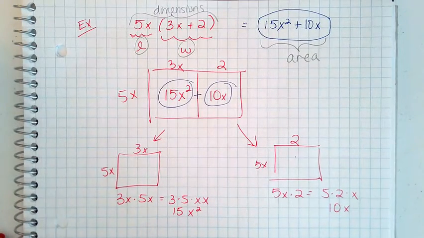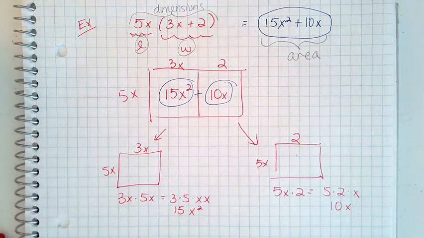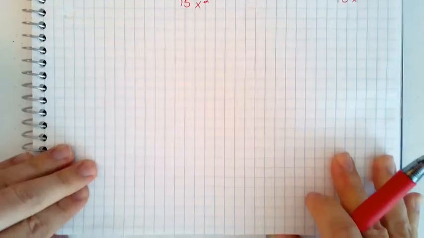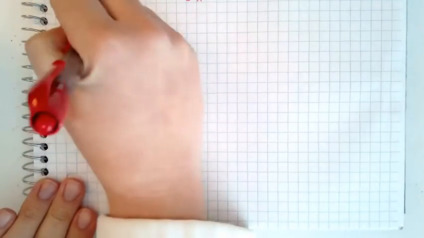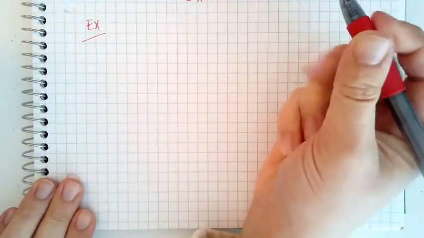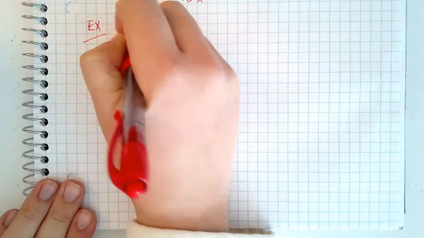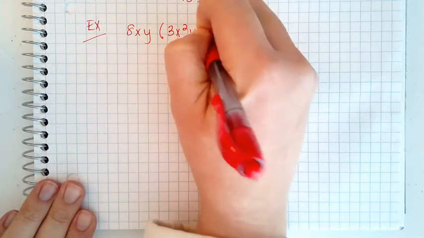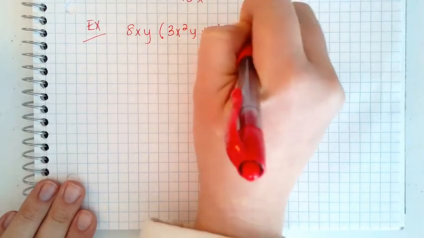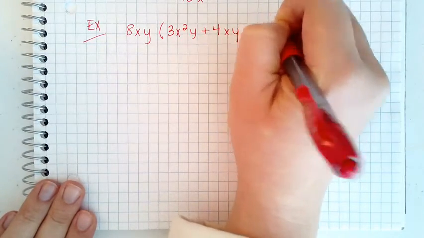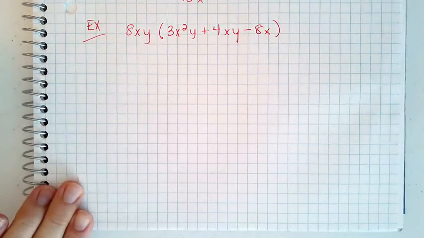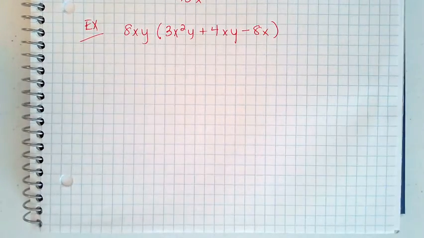Okay? So now if we look at a slightly more complicated problem, or at least it feels more complicated for most of us, if I go down here and do this example, now we have 8xy times 3x squared y plus 4xy minus 8x. Okay, now there's a lot going on there, right? We've got lots of variables, and the more variables, it just feels more complicated.